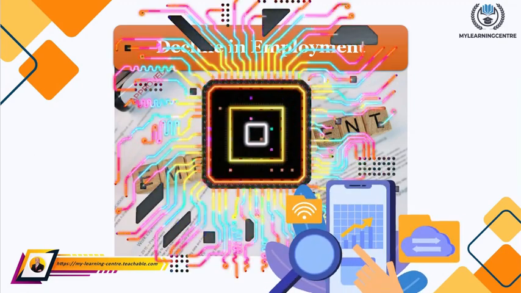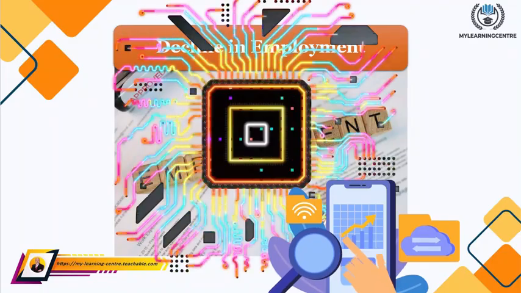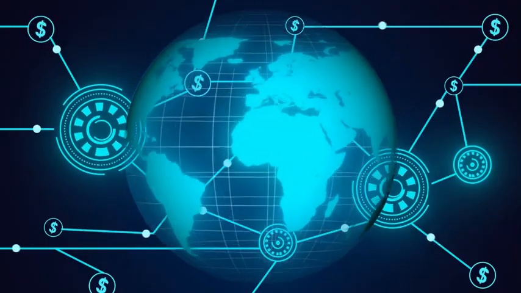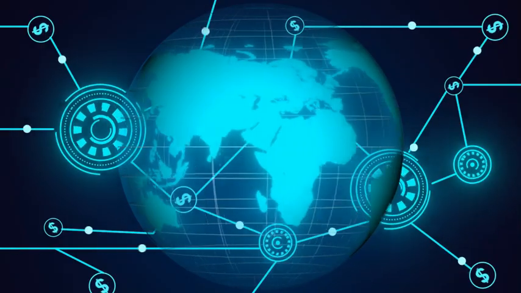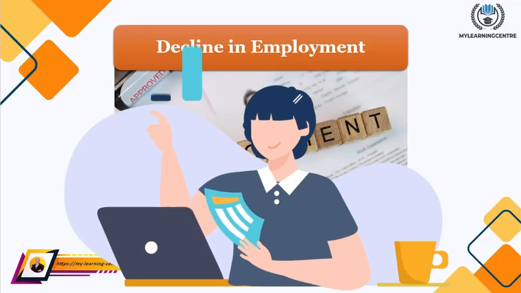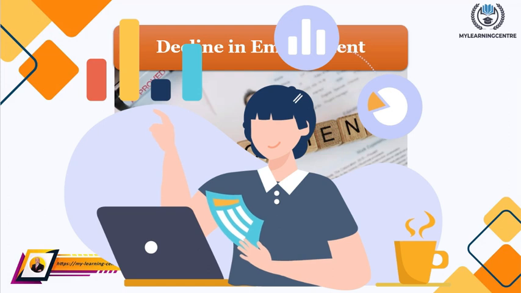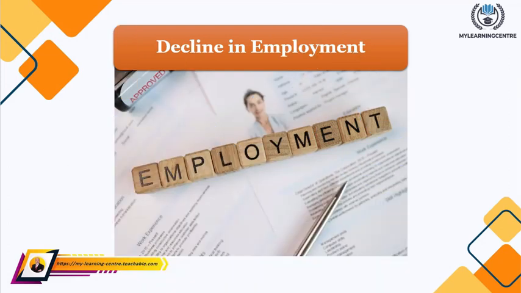Job automation. Let's look into that. So folks, as you know, technology is becoming increasingly advanced. This can lead to job automation. This means that businesses can use technology to do jobs that were previously done by humans. This can lead to a decline in employment, as businesses no longer need to hire staff to do those jobs.